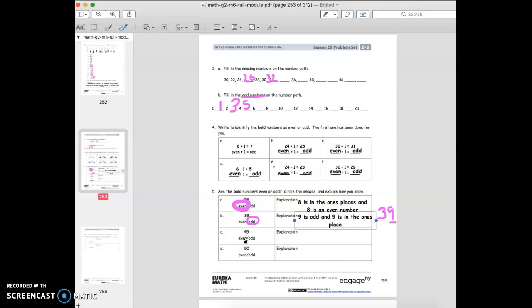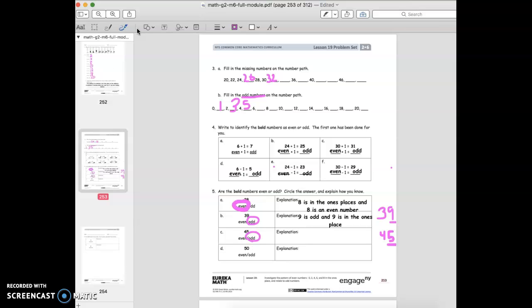Now let's go to these last two. 45. If we look at the number 45, and we're only looking at the ones place. Notice how I said only the ones place. The reason that part is very important is because if we look in the tens place, we see an even number. It does not matter what's in the tens place. It only matters what's in the ones place. So there's a 5. Is 5 even or odd? 5 is odd.